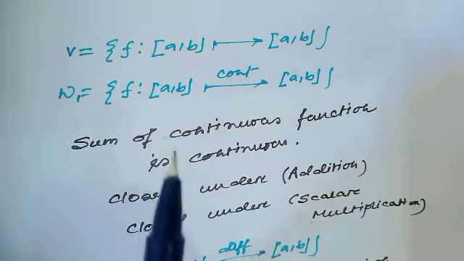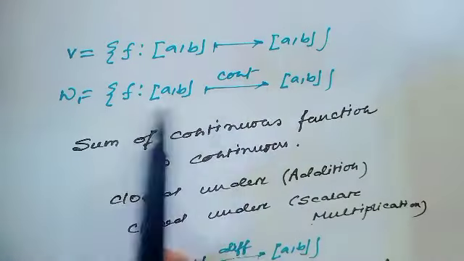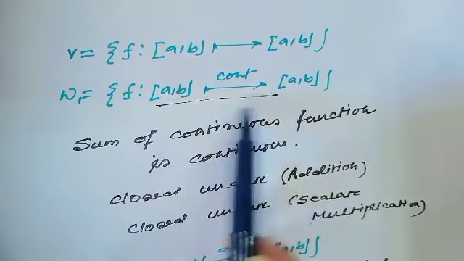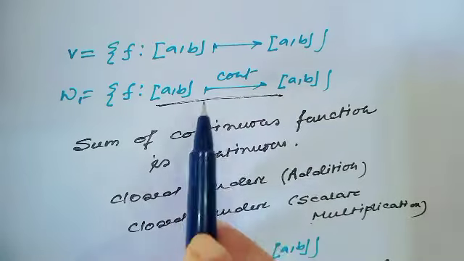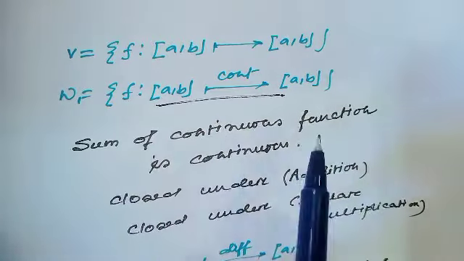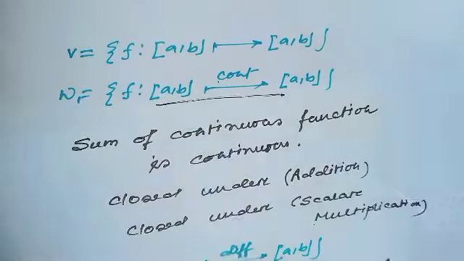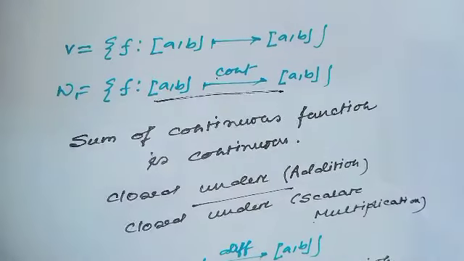And this is obviously true. Because obviously here the set of all continuous functions from [a,b] to [a,b], obviously this contains the zero function, and the sum of two continuous functions is always continuous. So this is closed under addition.